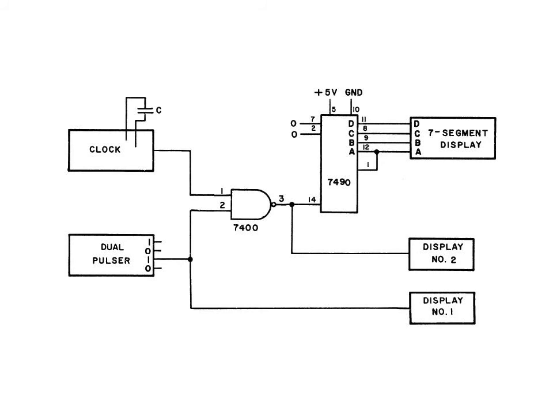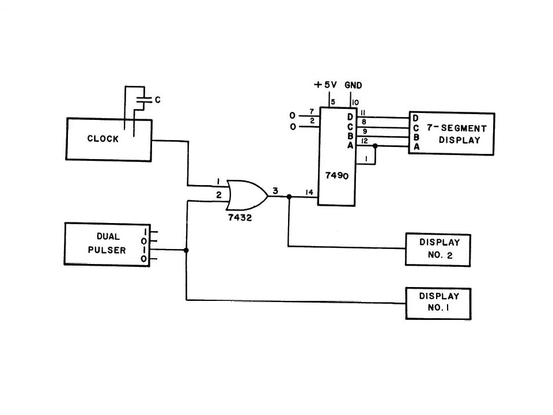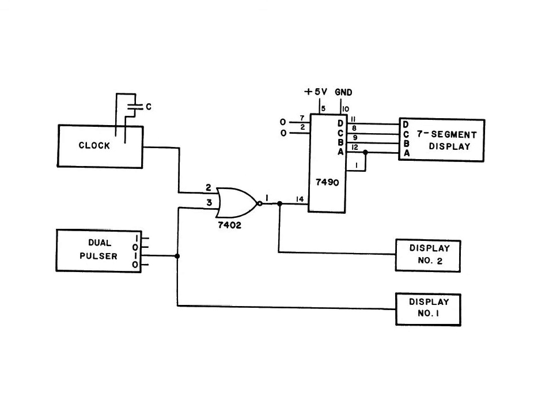In Unit 2, I followed up this diagram, and I used different gating chips. Here's a 7432 OR gate. Here's a 7402 NOR gate.